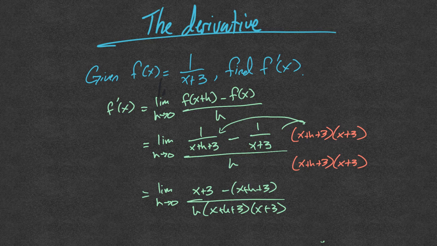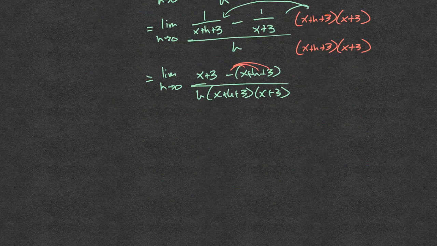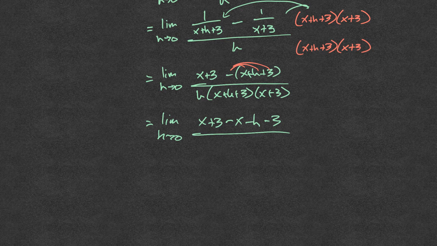Okay, so we're now going to clean up this stuff in the numerator here. The numerator is x plus 3, now minus x minus h minus 3, all over that stuff in the denominator. And I'm just going to do this cheaply and quickly. All right, and then we get some canceling up in the numerator. The x's cancel, the 3's cancel, and I'll just do this quickly too.